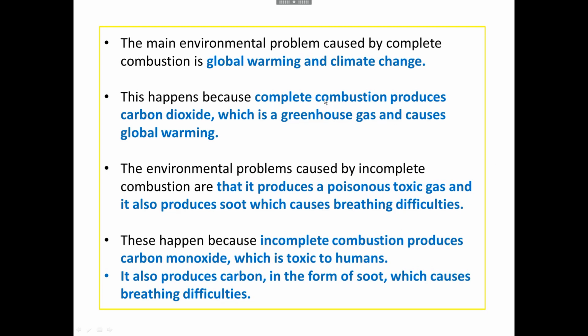So the idea here is to go into more detail about summarizing the differences between complete combustion and incomplete combustion. Complete combustion producing carbon dioxide and water. Carbon dioxide is a greenhouse gas causing global warming. Incomplete combustion producing carbon monoxide, a toxic gas, or carbon soot, which causes breathing difficulties. Remember that incomplete combustion will also produce water, carbon monoxide plus water.